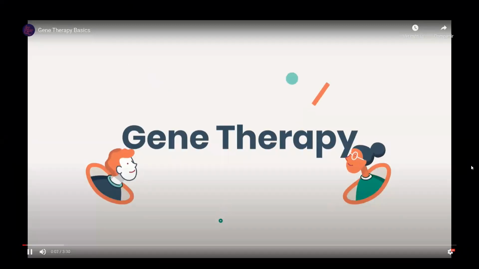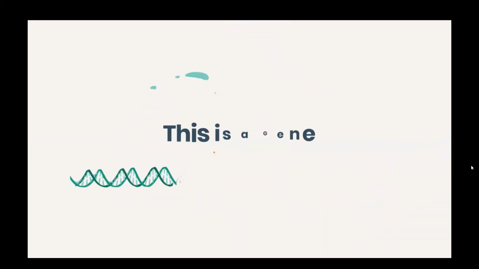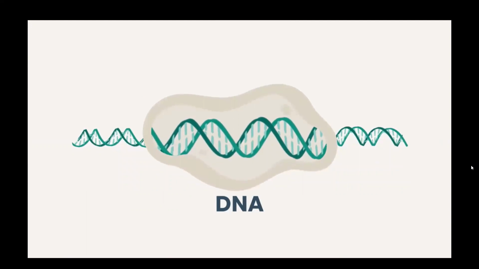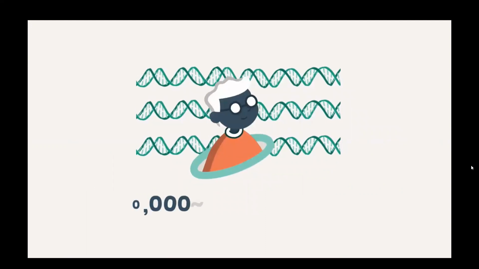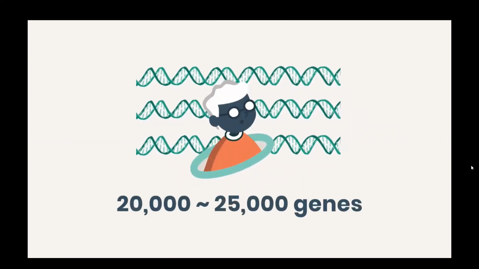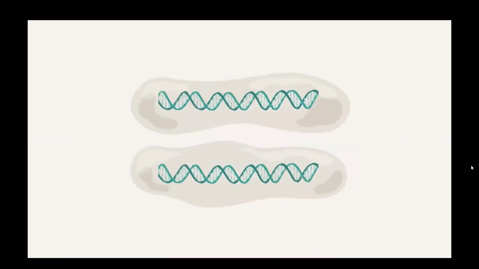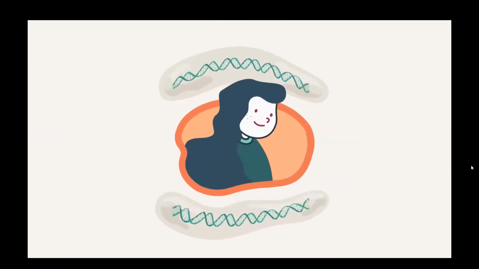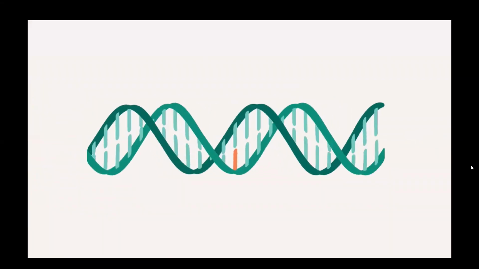So, what exactly is gene therapy? First, let's start with the basics. This is a gene. Genes are made up of DNA, which are the blueprints to build the enzymes or proteins that do the work for your body. As far as we know, humans have between 20,000 and 25,000 genes. And most people have 2 copies of each gene inherited from each of our parents. They are the building blocks of our physical makeup, from the color of our hair, to our athletic abilities, to our immune system. But sometimes genes aren't built correctly.